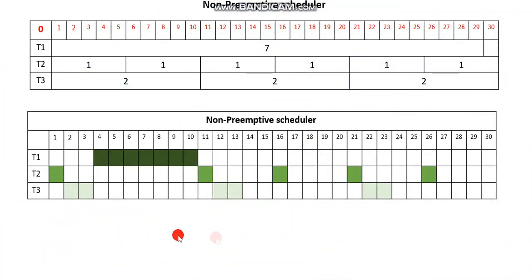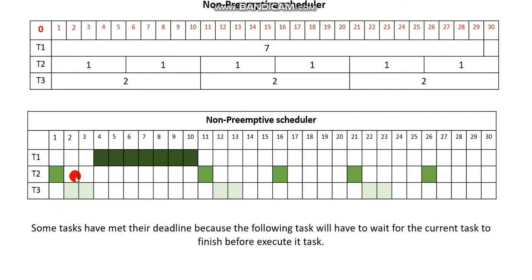This is a non-preemptive scheduler. Non-preemptive is the opposite of preemptive. That means no interruption happens while T1 is being executed, compared to the preemptive scheduler. As you can see, every task is executed normally without any interruption. So, some tasks miss their deadline because the following task has to wait for the current task to finish before executing.